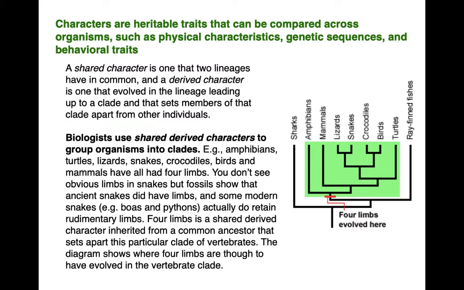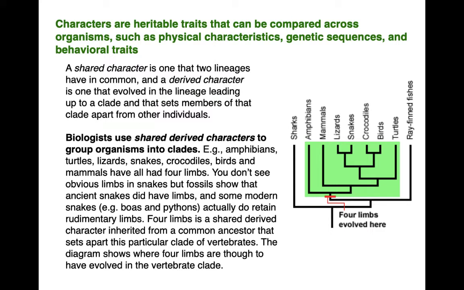So how do they do this? Characters are heritable traits that can be compared across organisms, such as physical characteristics, genetic sequences, and behavior. A shared character is one that two lineages have in common, and a derived character is one that evolved in the lineage leading up to a clade, and that sets members of that clade apart from other individuals. I'll say more about what clades are shortly. Biologists use shared derived characters to group organisms into clades.